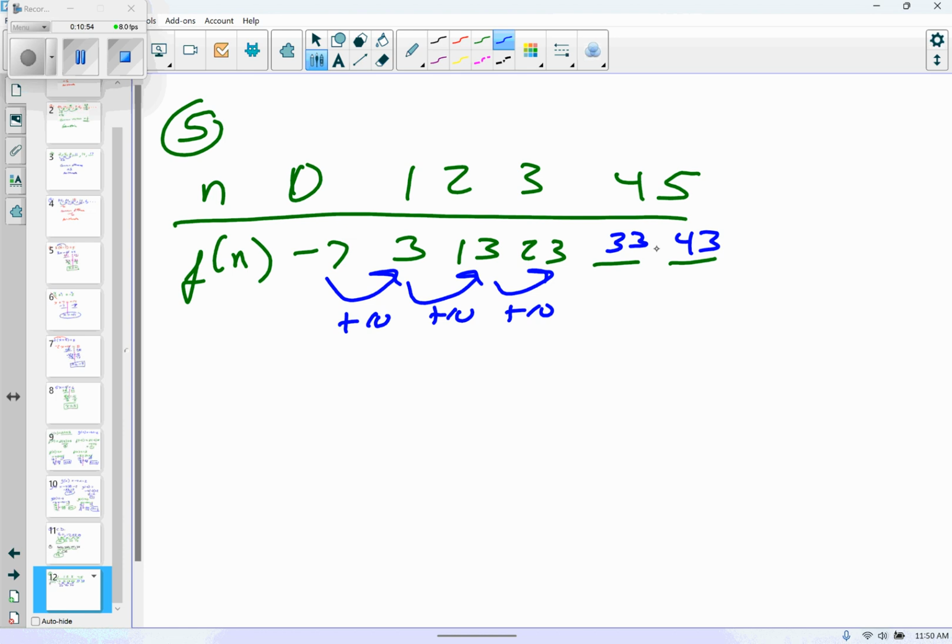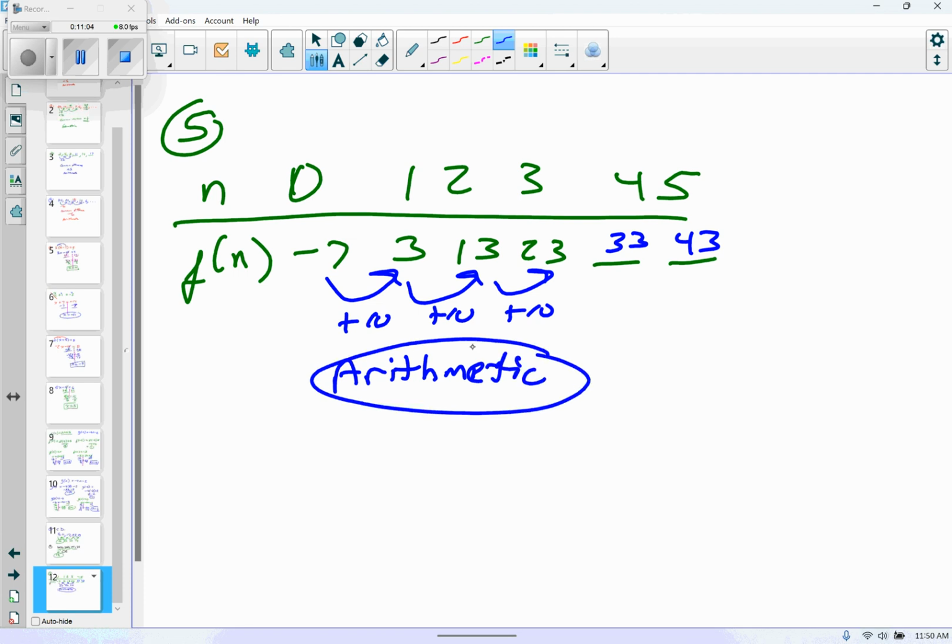Being that we're adding, is it arithmetic or geometric? It is arithmetic. So circle arithmetic, okay? And then, because it's arithmetic, we're going to have a common difference. So what is the common difference? Well, the common difference is plus 10.